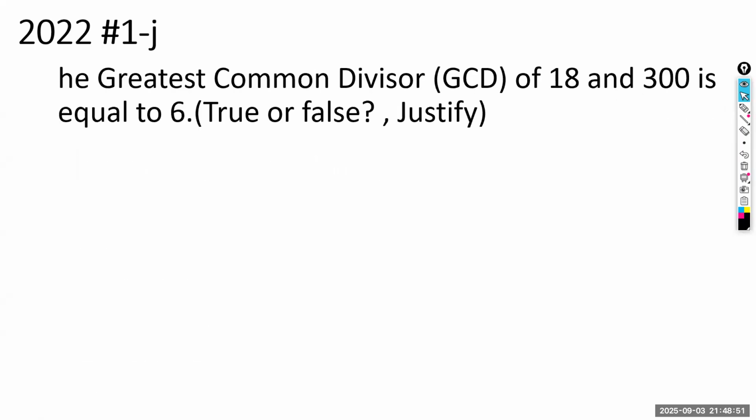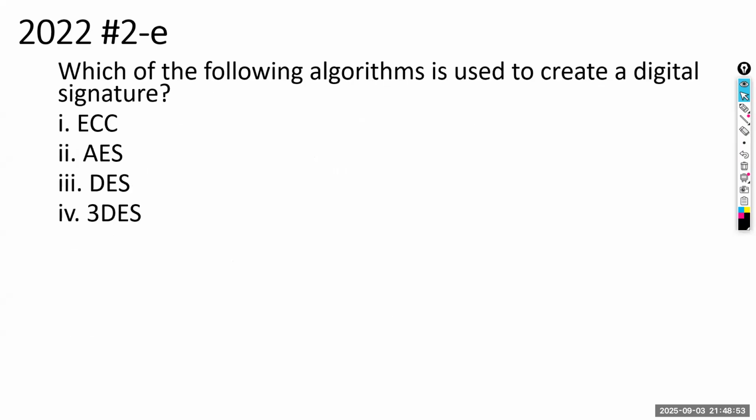Right. So GCD question, and then maybe one or two theory questions. Which of the following algorithms is used to create digital signatures? So digital signing, remember, you can't use symmetric key. So DES you can't use. Triple DES you can't use, because all are symmetric. Elliptic curve cryptography we can use. AES is also symmetric. AES is strong, but it's symmetric. So for digital signing, you can use RSA and ECC.